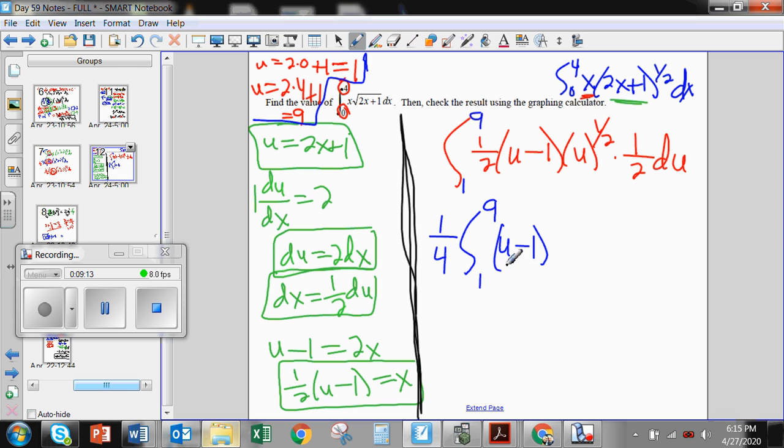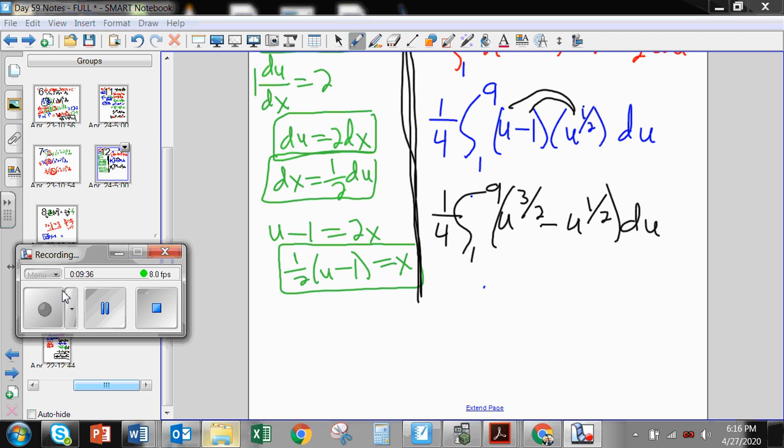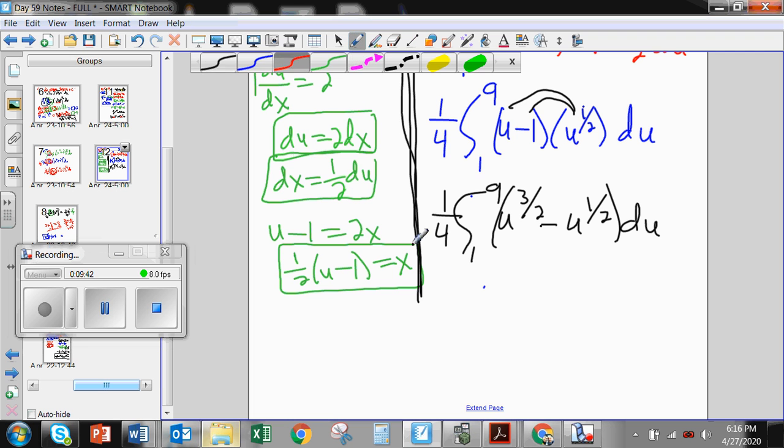And then I'm going to write it out: (u minus 1) times u to the 1/2 du. Now let's distribute that. And I probably could have skipped that step. That's okay. So let me just go to another marker. 1/4. Let me write these down. So okay, here. Now, all I'm doing is the fundamental theorem of calculus. So the 1/4 stays.